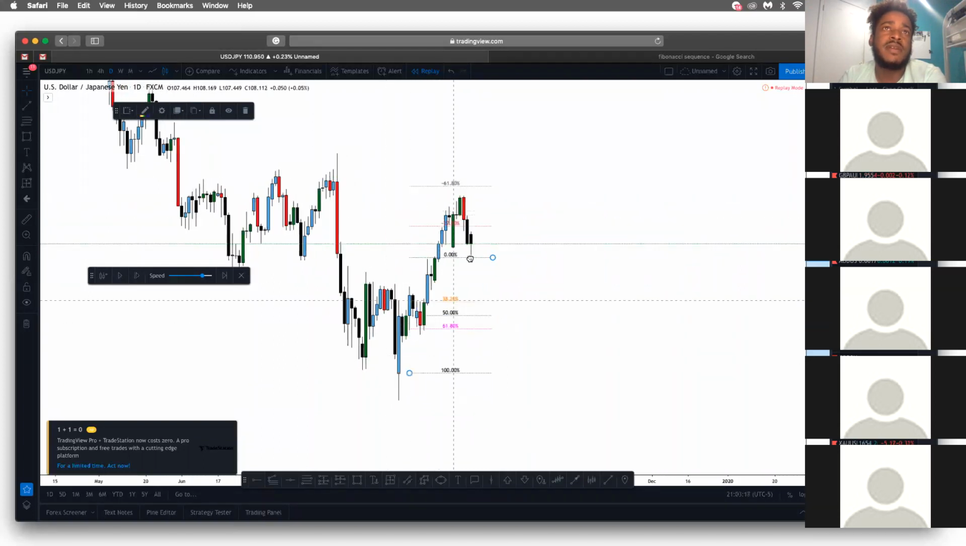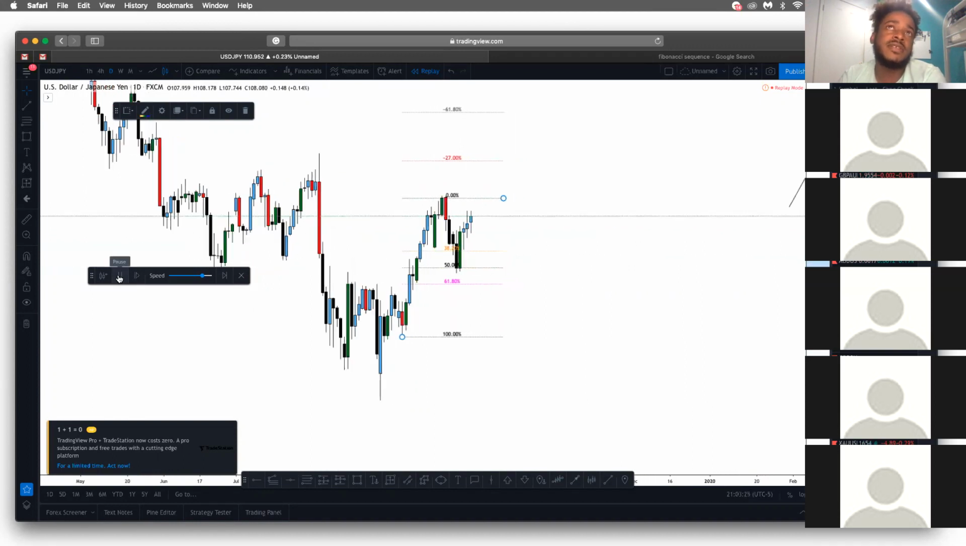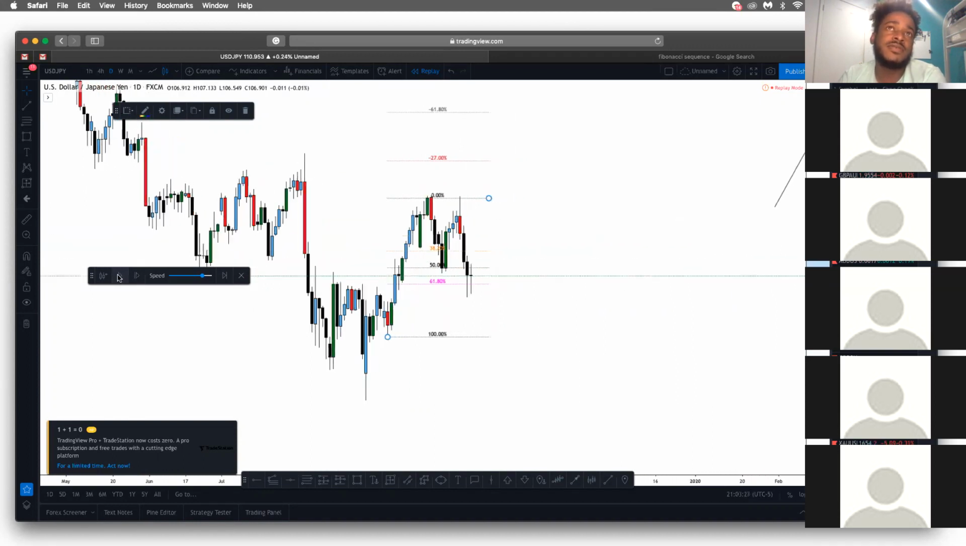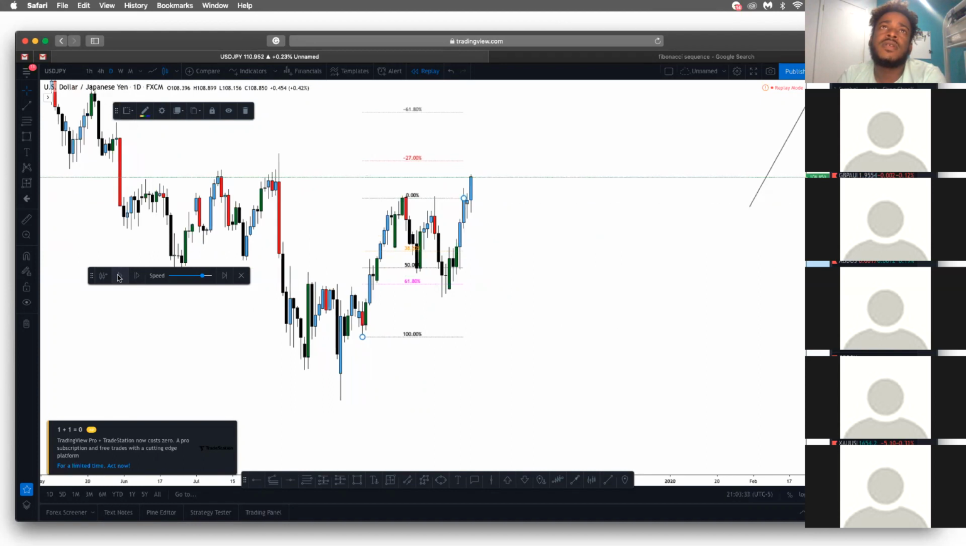Okay, so we see that the market pulling back, so we adjust our trend line, I mean, our Fibonacci. And see if it reacts to the 61.8 or the 38.2. Okay, so here we had the market reacting to the 61.8, right?